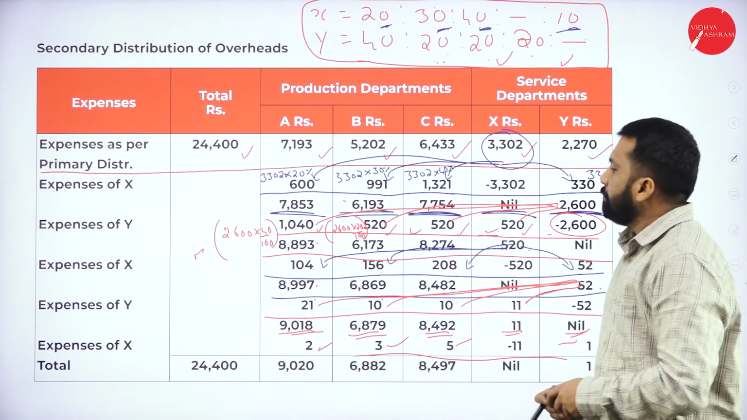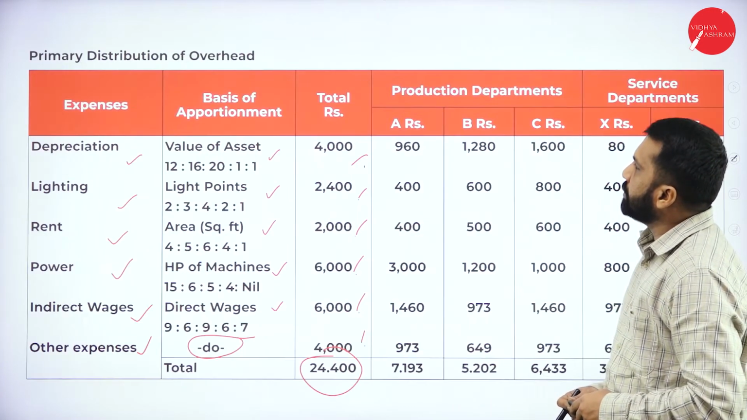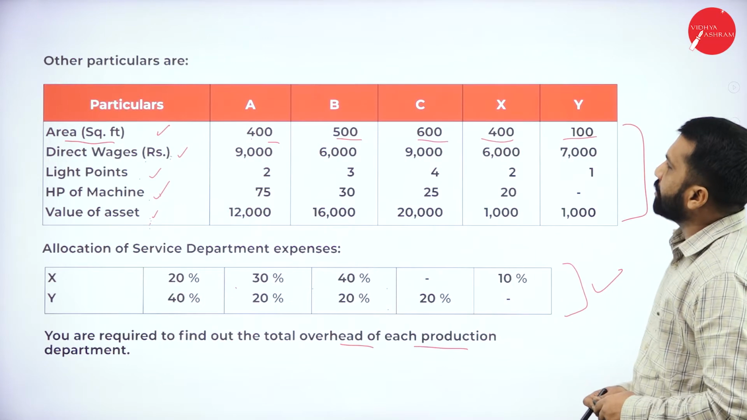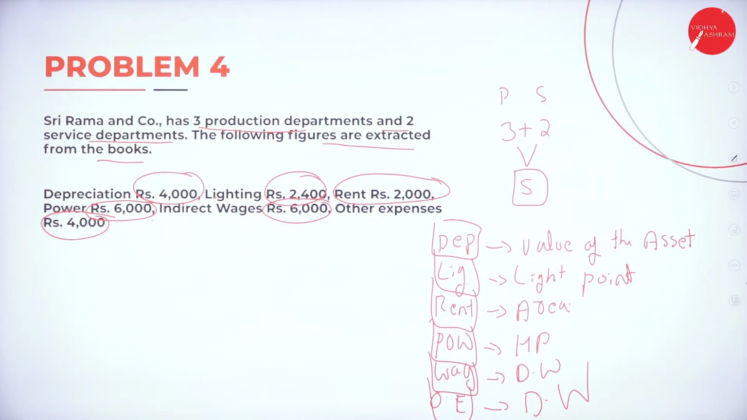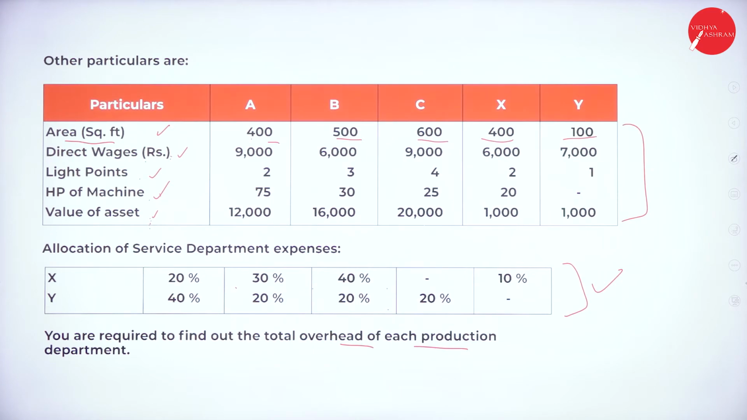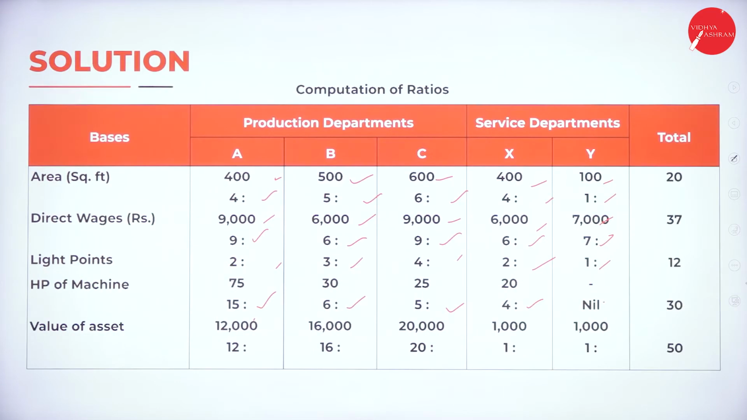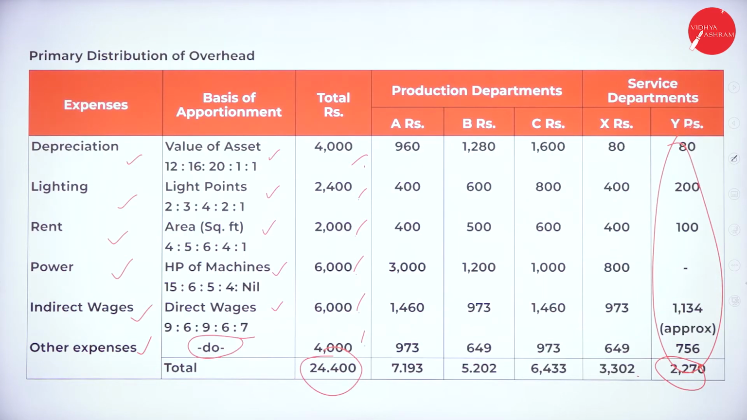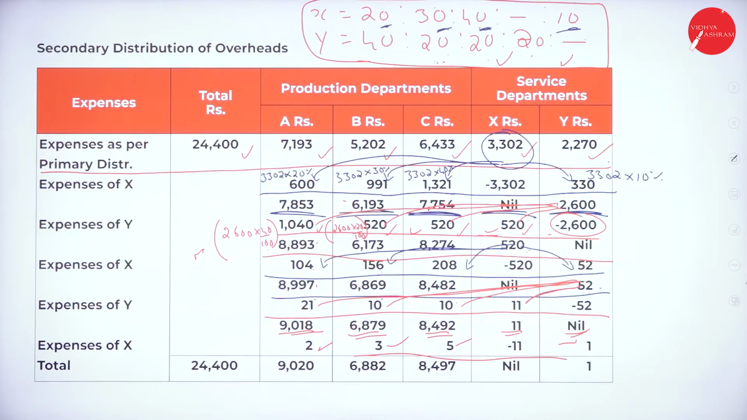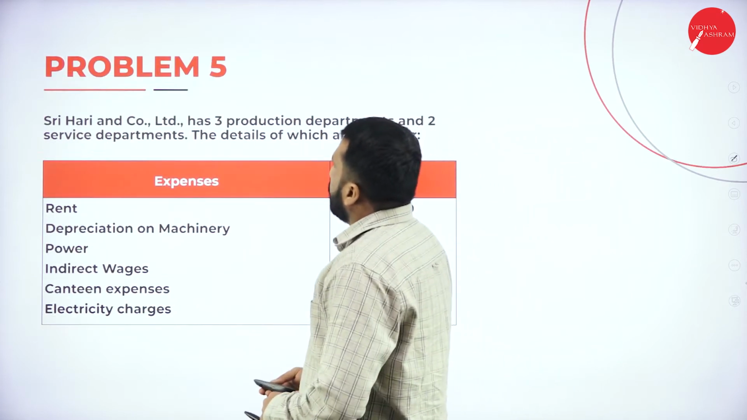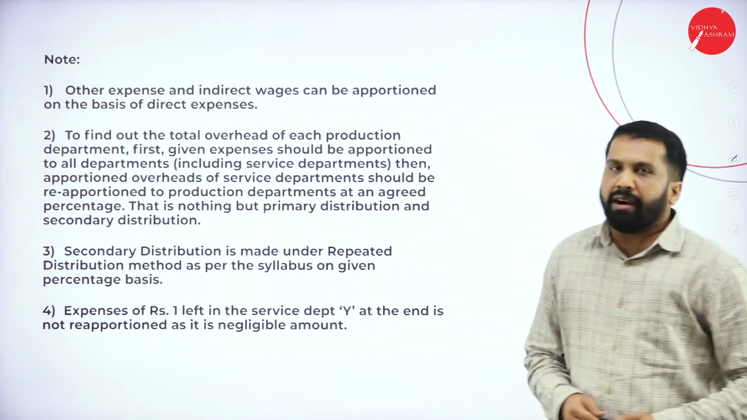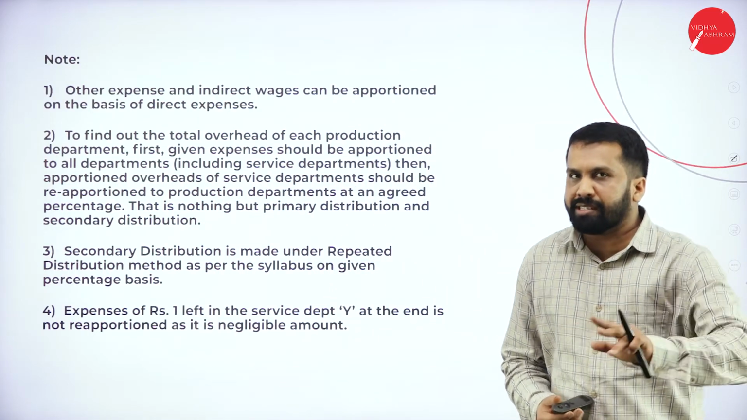Now, please take a screenshot of this. We'll go for the next one. Your problem number 4. Your solution continuation, your final answer, primary distribution, and this is your secondary distribution. So these are the notes, not required. So only the problem and solution are sufficient.